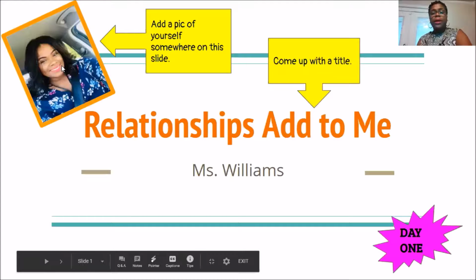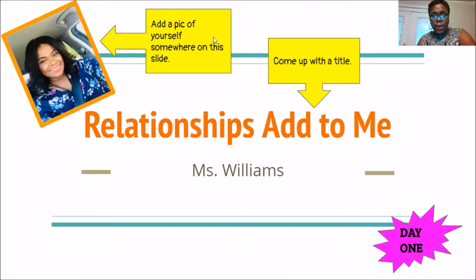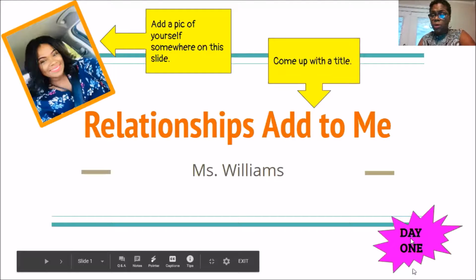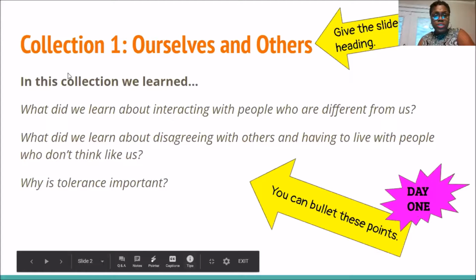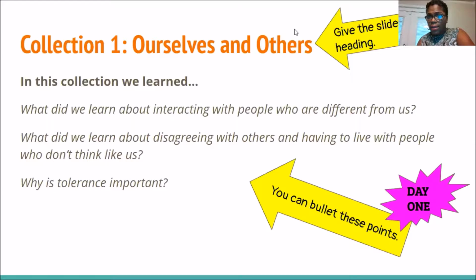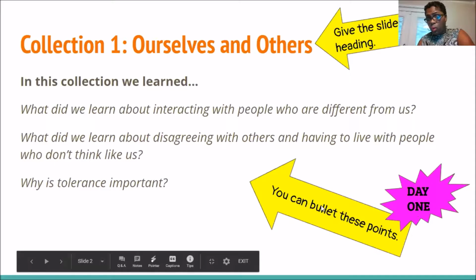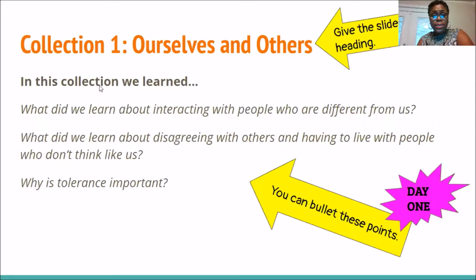Okay, if you take a look at the yellow arrows, I am telling students what to do slide by slide. For day 1, we're going to work on this tomorrow in class. The collection itself is entitled Ourselves and Others, and they have to use this heading for the opening slide. Now, these questions do need to be answered, and they can bullet the points. In this collection, we learned... it should start like that, and students should simply answer these questions.